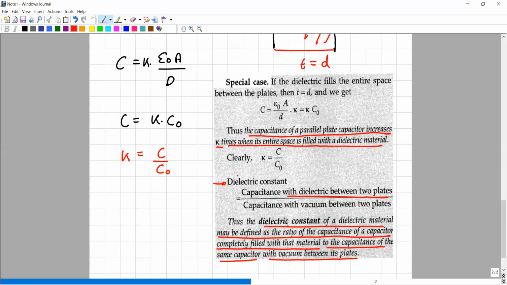Now, this is not the standard definition of dielectric, so don't write this definition in any of your exams. This is not the standard definition. The standard definition of dielectric has been discussed before. This is just the definition or explanation of the dielectric with respect to this formula.